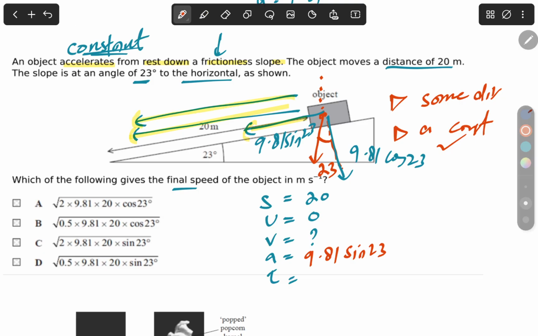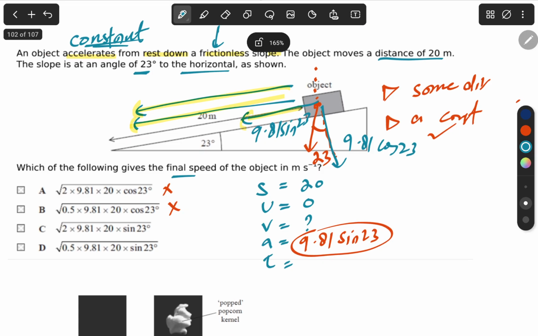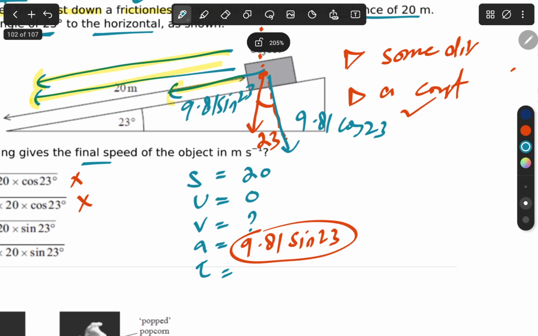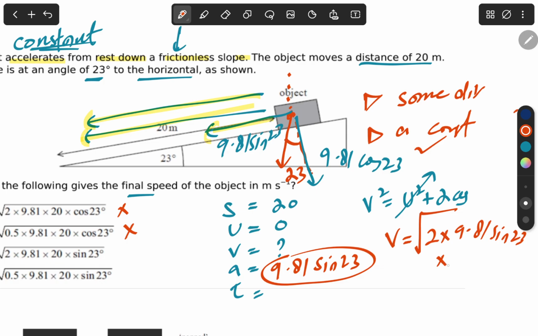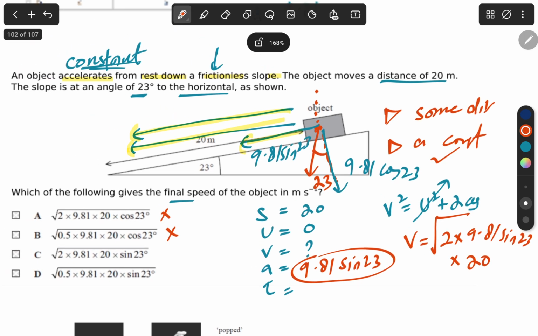Okay, yeah. So all your answers with cos are wrong, because we are taking acceleration in terms of sine. Then what you do, you find a formula, which is v squared is equal to u squared plus 2as. Now they have told you u is 0, so you cancel this out. You have to find v is equal to the square root of 2 times 9.81 sine 23 times distance s of 20. The correct option is C.